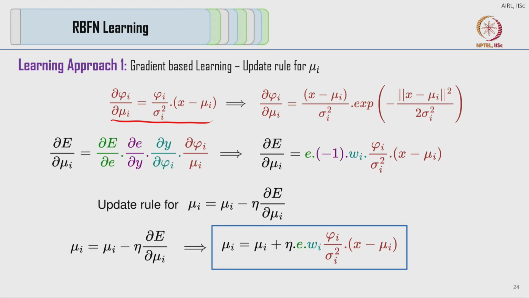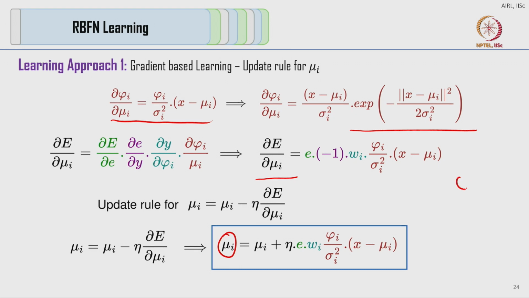Here phi I is nothing but exponential of minus x minus mu I whole square by sigma I square. If you substitute all of this, the gradient with respect to mu will be like this: error times minus 1 times Wi phi I by sigma I square times x minus mu I. So if you substitute, the update rule is: the new center is the old center plus learning rate times error times the corresponding weight.